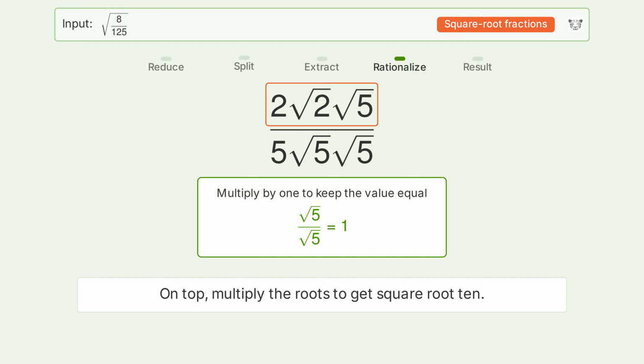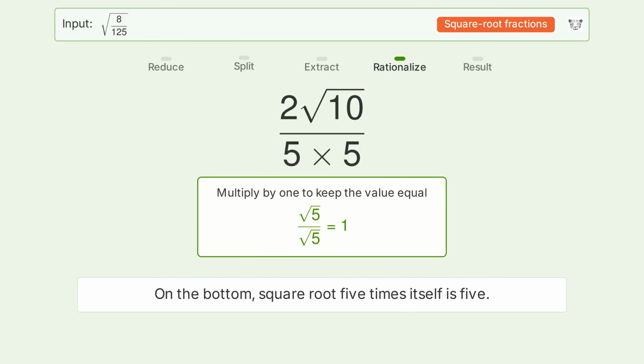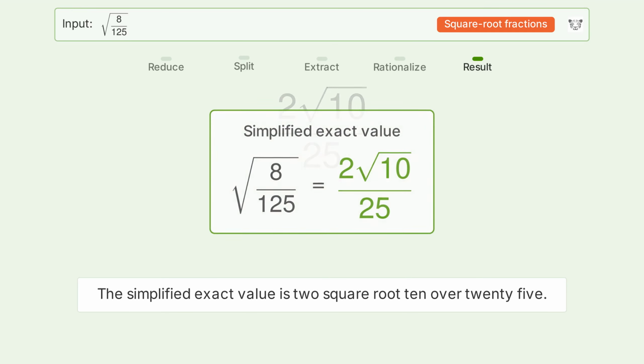On top, multiply the roots to get square root 10. On the bottom, square root 5 times itself is 5. 5 times 5 is 25. The simplified exact value is 2 square root 10 over 25.